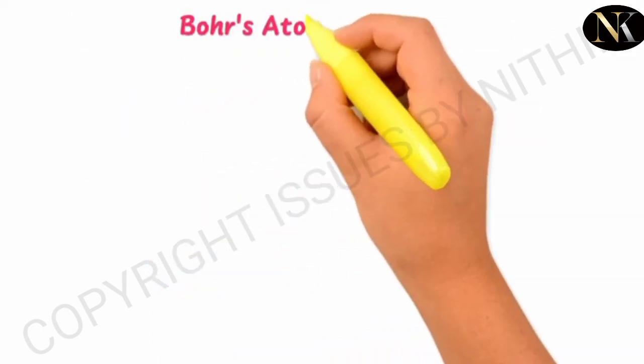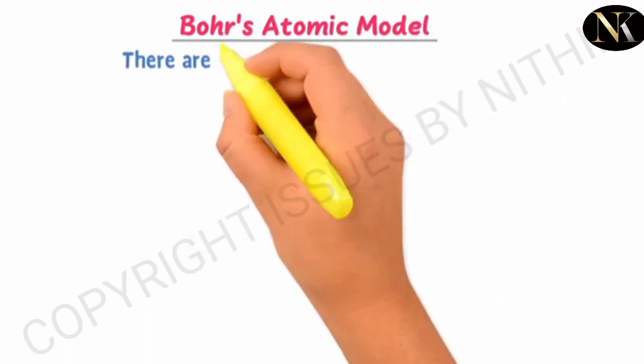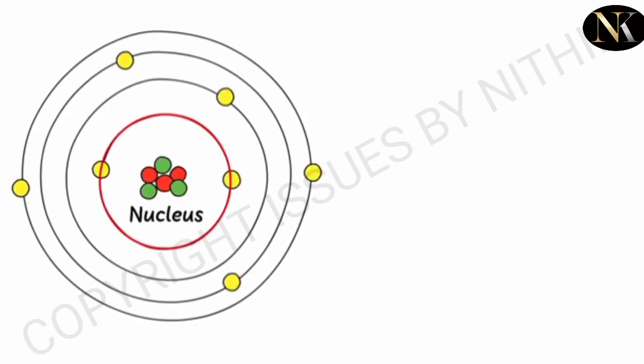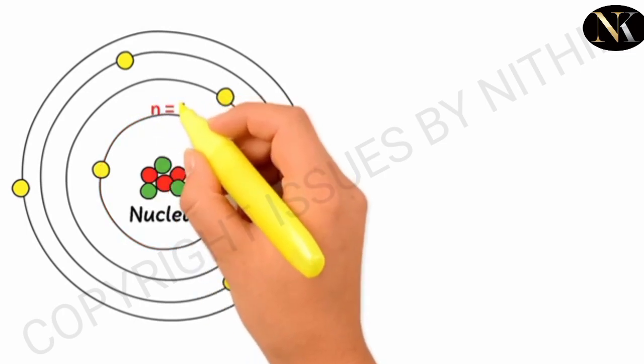According to Bohr's atomic model, there are fixed paths around the nucleus where electrons revolve. He called these paths shells or energy levels. Shells or energy levels are represented by small n. For example, this is the first shell or energy level, so we write n is equal to 1.